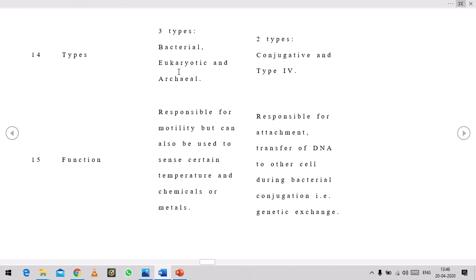There are three types of flagella: bacterial, eukaryotic and archaeal. For pili there are two types, conjugative and type 4. Function: flagella are responsible for motility but can also be used to sense certain temperatures, chemicals or metals. And what about pili? They are responsible for attachment and transfer of DNA to another cell during bacterial conjugation, that is, genetic exchange.